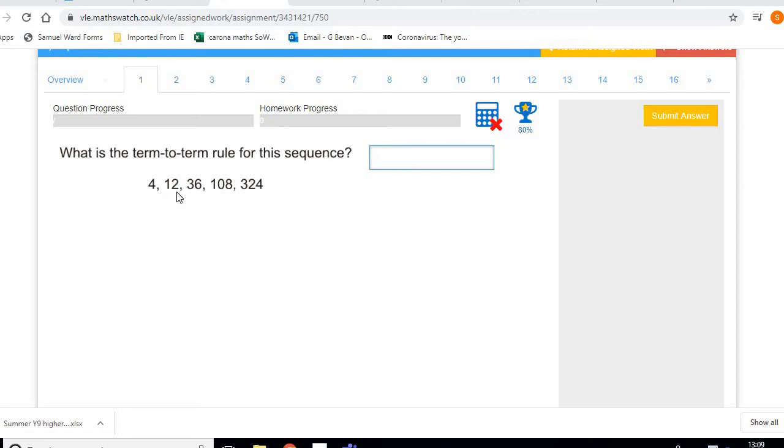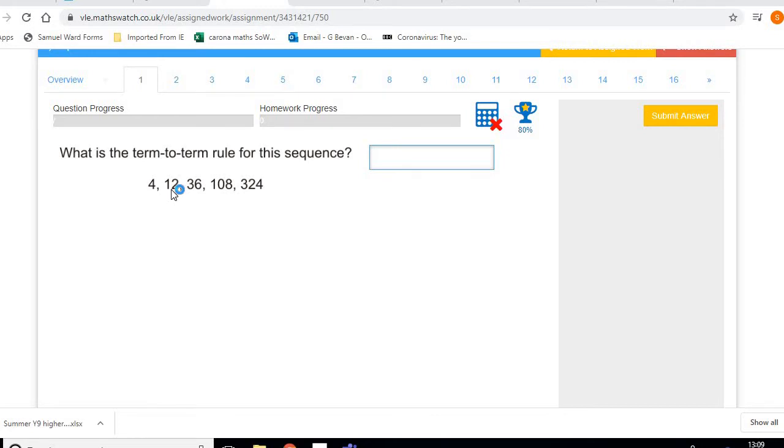Okay, so you could start by saying, well, are we adding? 4 plus 8 is 12, but 12 plus 8 is not 36, so it can't be adding. So it's not subtracting because it's getting larger. So we could try multiplying. So you think, well, what do we have to multiply 4 by to get to 12?